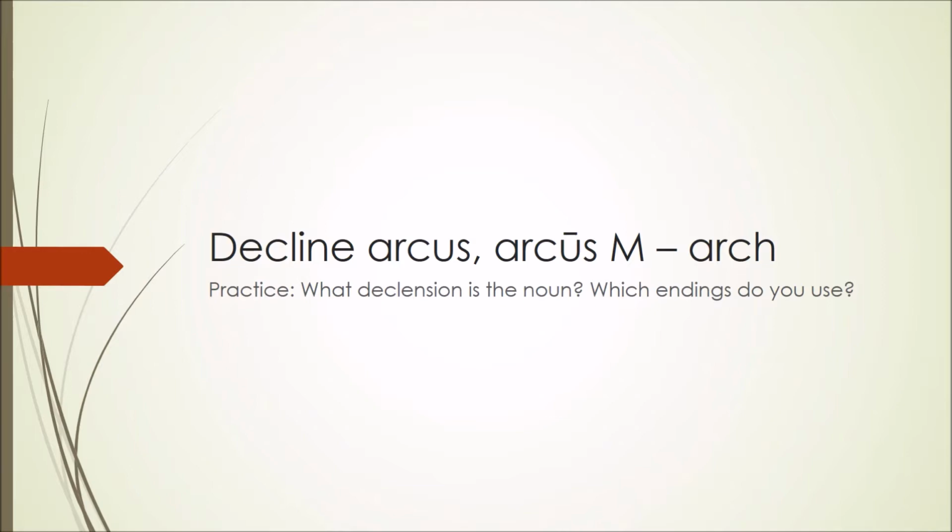Discipuli, take a moment, pause the video, and practice declining arcus, arcus, a fourth declension noun in all forms in the nominative, genitive, dative, accusative, ablative, and vocative. Pause the video while you complete this practice, and then we'll go over the answers.